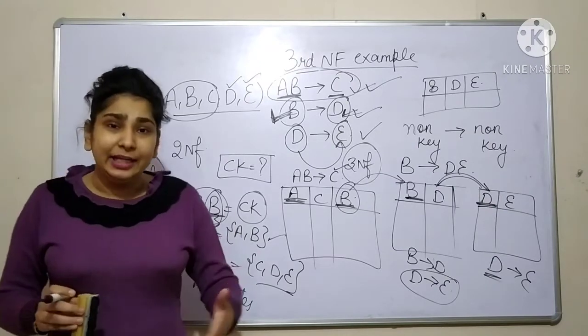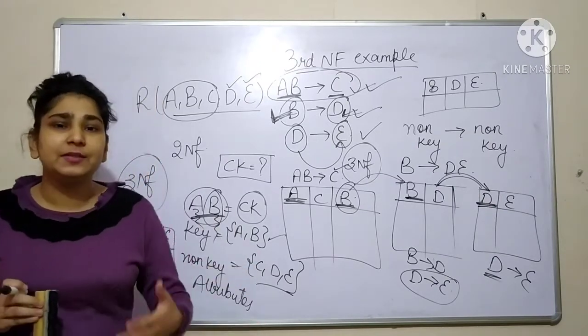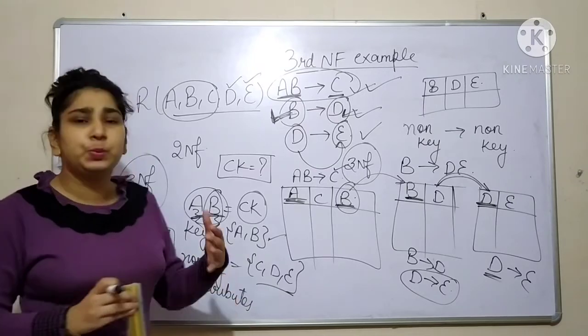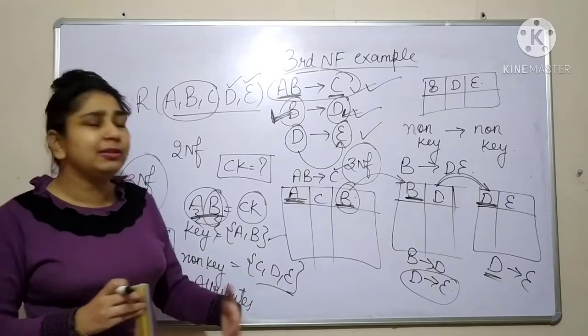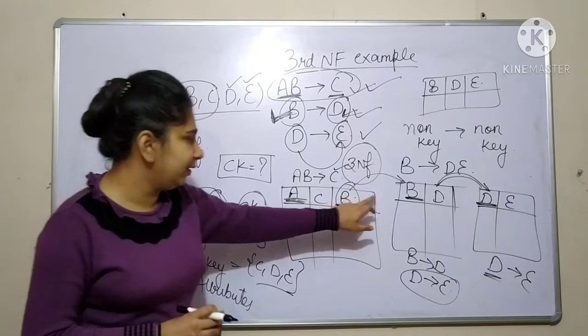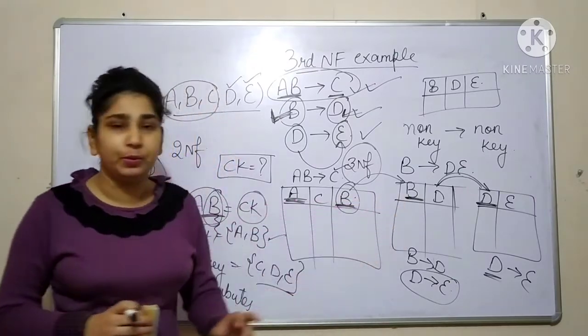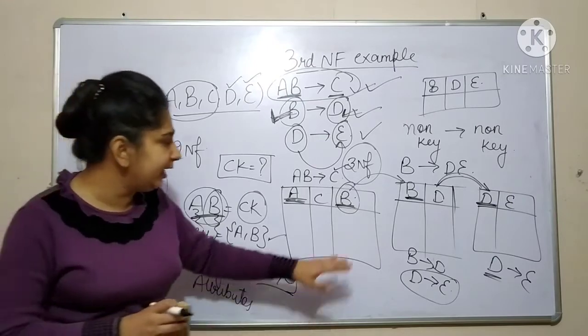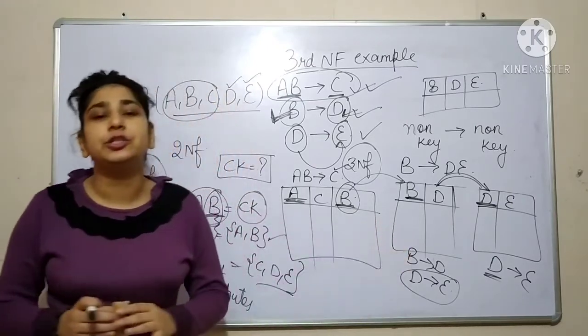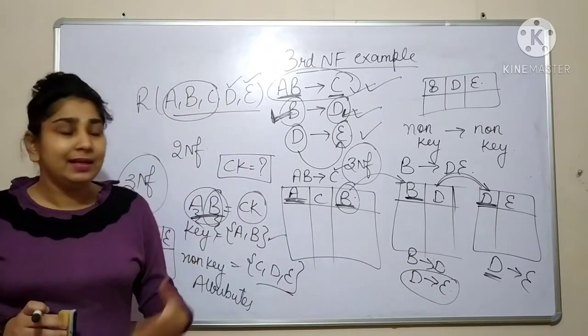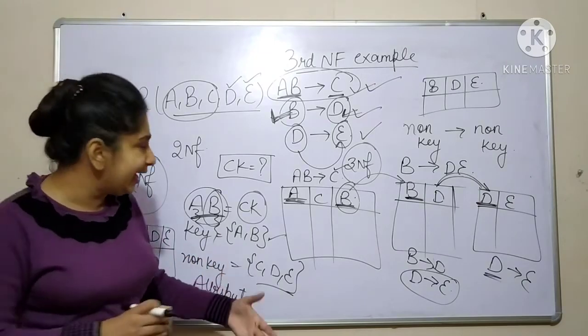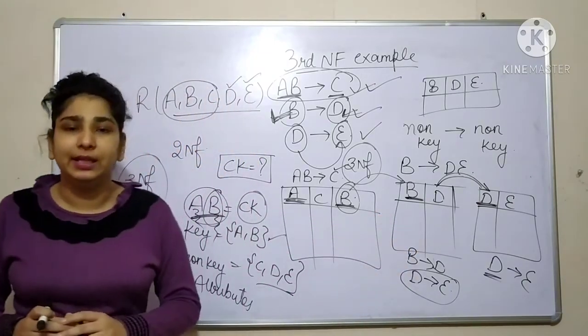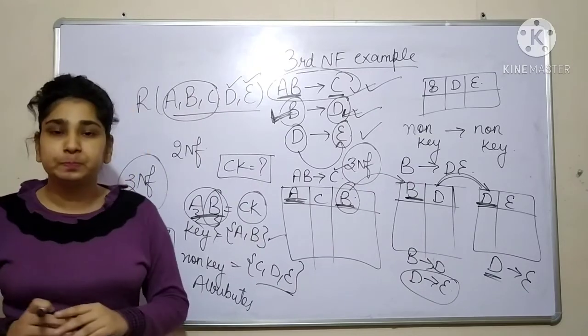Okay, and for having a lossless decomposition, it is very important that the common attribute, like this B is a common attribute, should be a candidate key in one of the relations. It is very important that you take your common attribute as the candidate key in your relation.